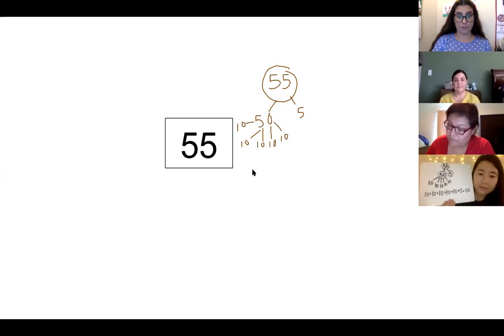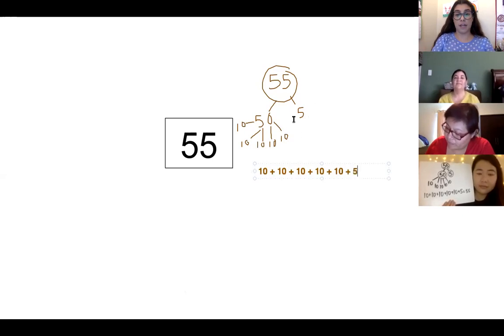All right. Now, here we go. Now she made up a number sentence using all of these tens and the 5. So 10 plus 10, we should have 5 tens, plus 10, plus 10, plus 10, and then plus that last 5. So 1, 2, 3, 4, 5, and then 5 equals 55. Perfect. Thank you, Miss T.